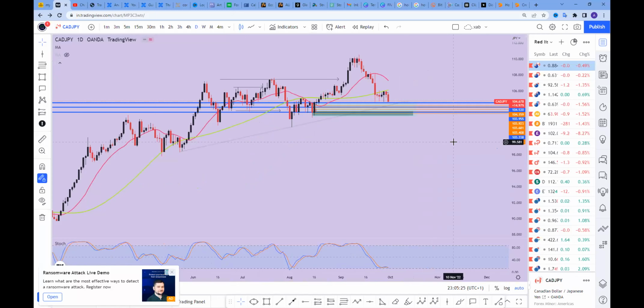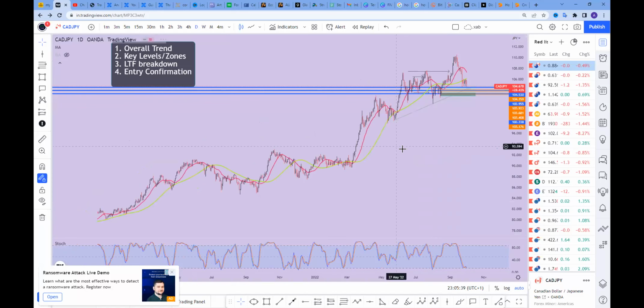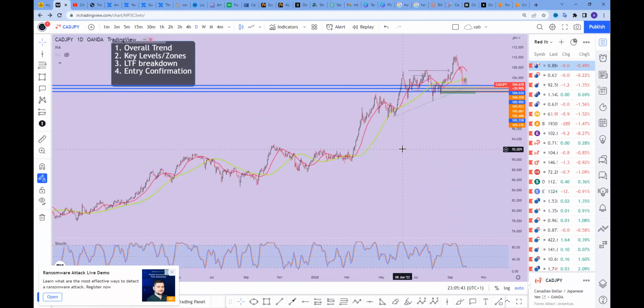All right, it's important to also correlate with what is happening on the higher time frame. In fact, it's best to trade what is happening on the higher time frame, all right, to trade it on the lower time frame. And that's why I gave you those 4 steps: overall trend, key levels, lower time frame confirmation or breakdown, then entry confirmation. So let us look at the pairs that they suggested earlier, Euro USD.